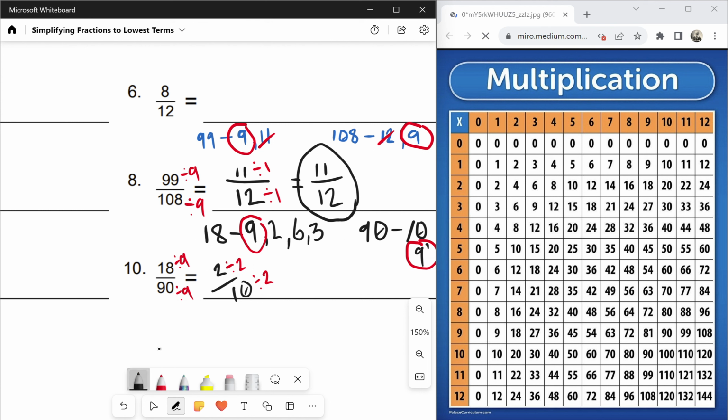2 divided by 2, 1. 10 divided by 2, 5. Now I'm in my lowest terms because I ended up with my 1 over 5. 18 over 90 in its lowest terms is 1 over 5. You can see how much simpler this looks. When I'm asking you to simplify fractions, 1 over 5 is so much easier to picture than 18 over 90. I can picture a pie that's been divided into 5 and has 1 slice eaten. I can't picture a pie that's been divided into 90 and has 18 slices eaten. This is what we want.